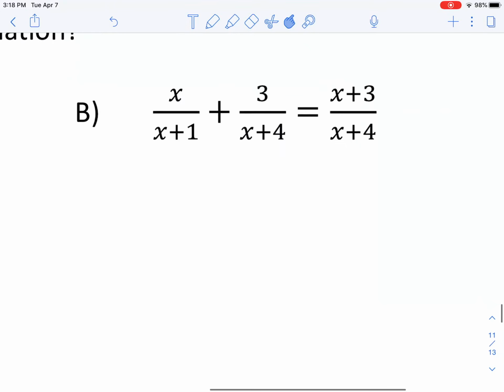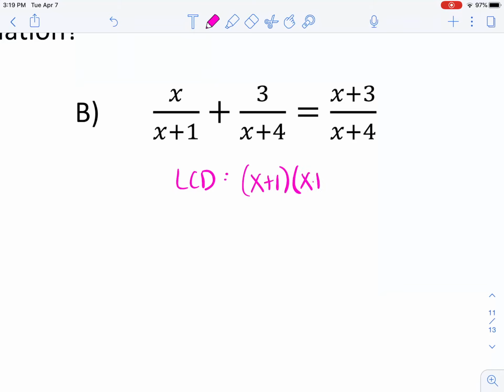Let's look at another one. B: x over x plus 1 plus 3 over x plus 4 equals x plus 3 over x plus 4. Our goal again is to find our least common denominator, and then we're going to multiply each part of this equation by that denominator. Our denominators are x plus 1, x plus 4, and x plus 4. So our least common denominator is going to be x plus 1 times x plus 4. Take one of each piece and multiply them together.